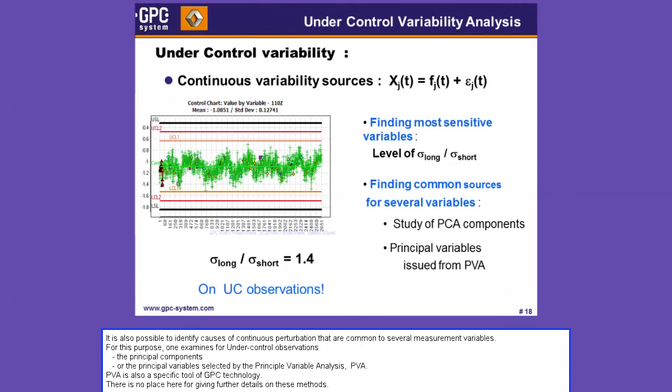For this purpose, one examines, for under-control observations, the principal components, or the principal variables selected by the principal variable analysis, PVA. PVA is also a specific tool of GPC technology. There is no place here for giving further details on these methods.